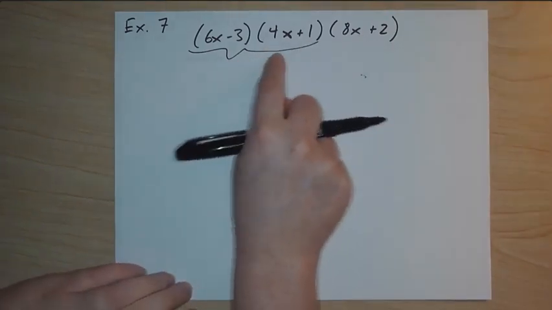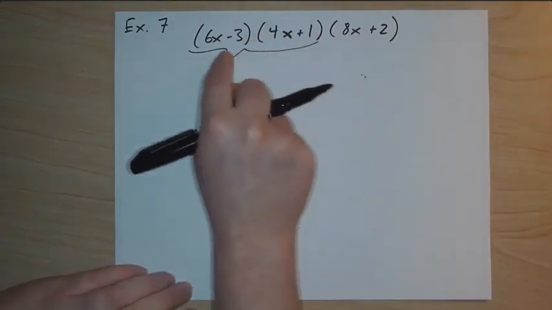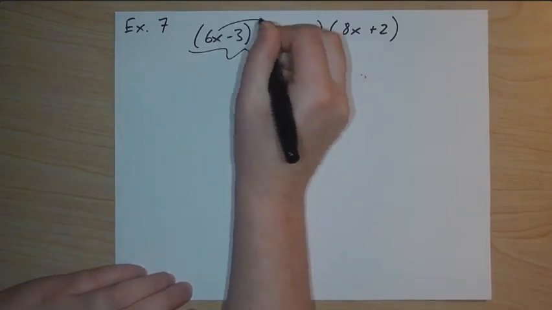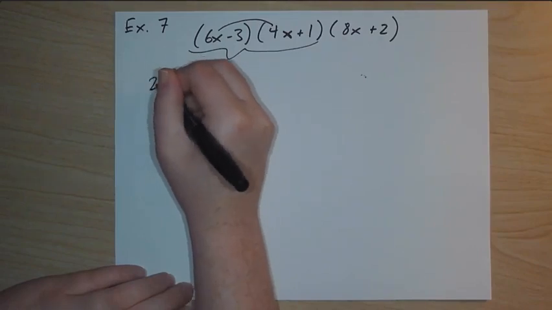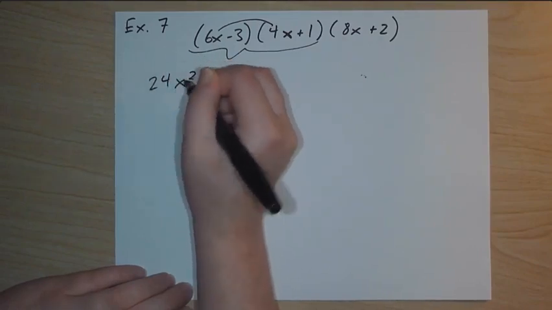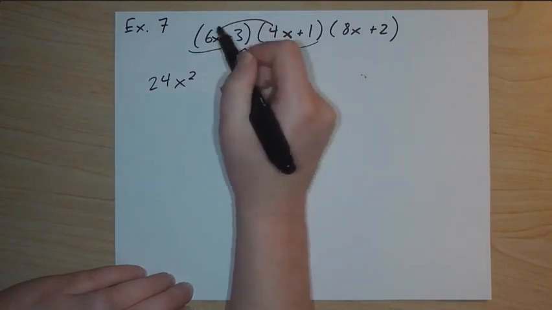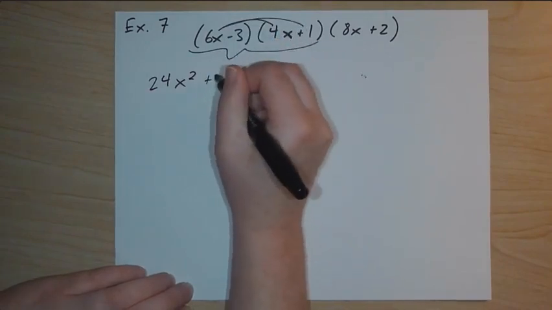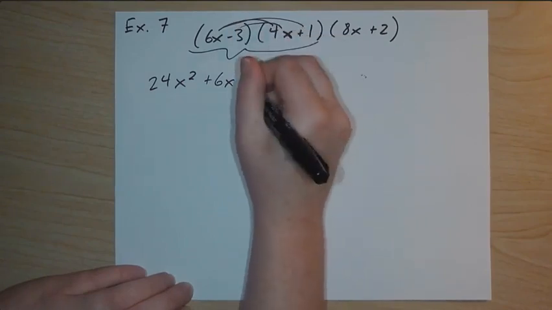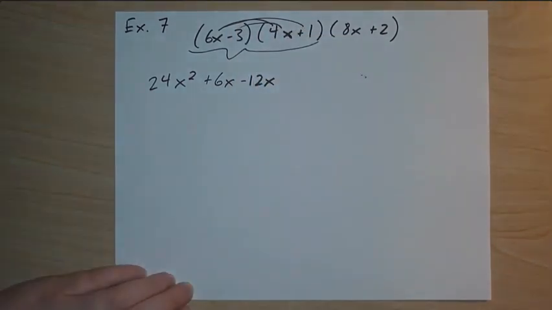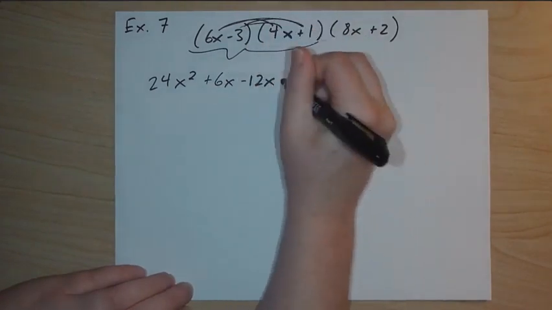So we're going to do FOIL for these two. So first we're going to do 6x times 4x, which is going to give us 24x squared. Then we're going to do 6x times 1, which is just 6x. Then we're going to do negative 3 times 4x, which is negative 12x. And then we're going to do negative 3 times 1, which is negative 3.